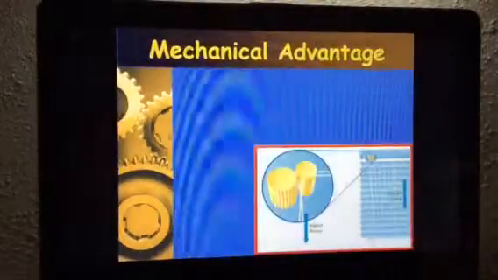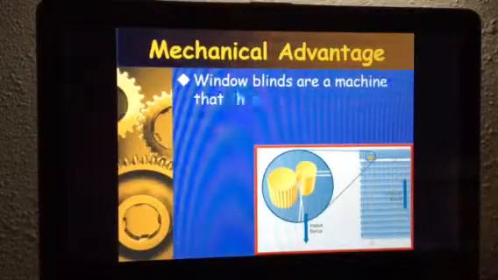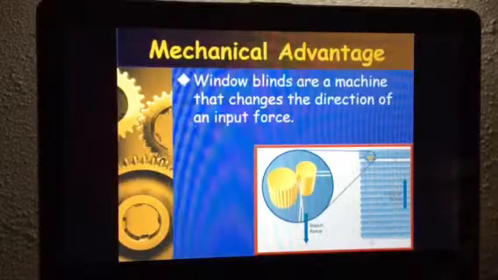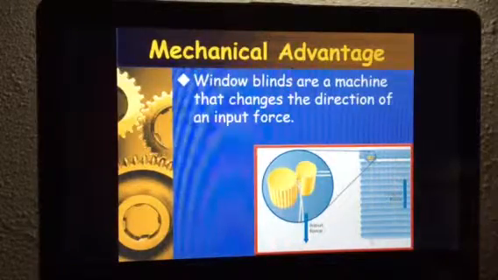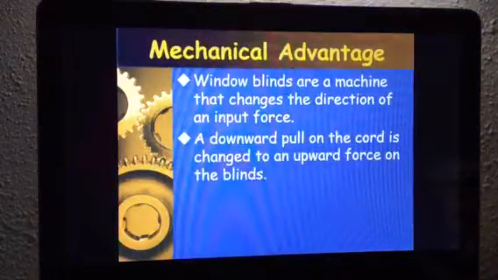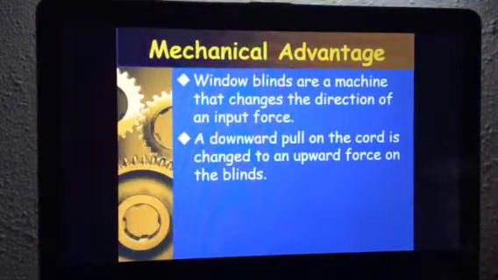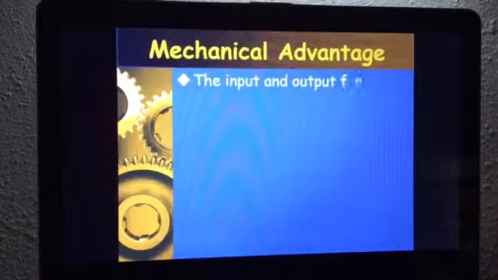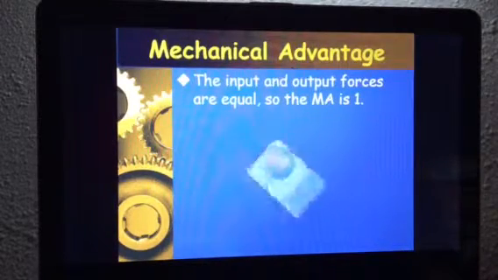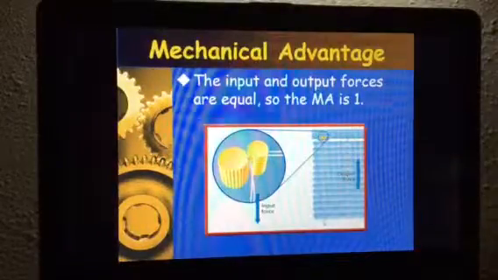Sorry about that. So let's talk about mechanical advantage and talk about window blinds specifically. This diagram is also in your book. The window blinds are a machine that changes the direction of the input force. So the downward pull on the cord moves the blind in a different direction. The input and output forces are equal, so the MA is 1. Again, they're changing direction.